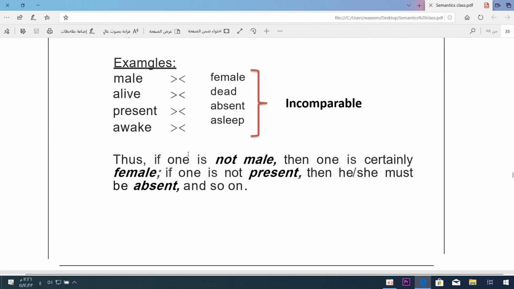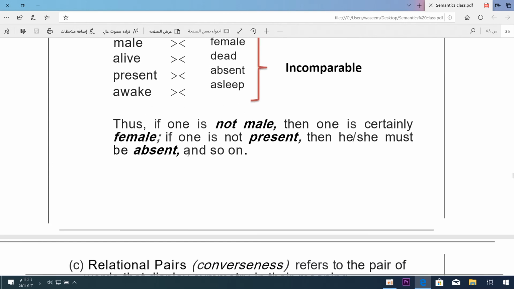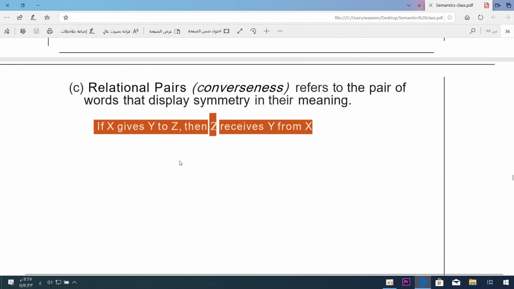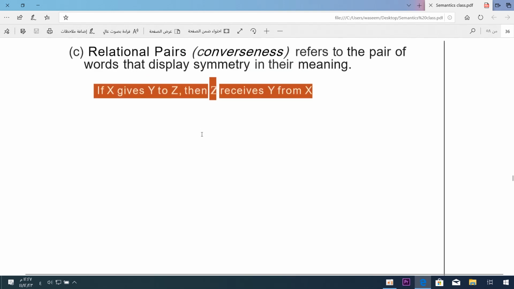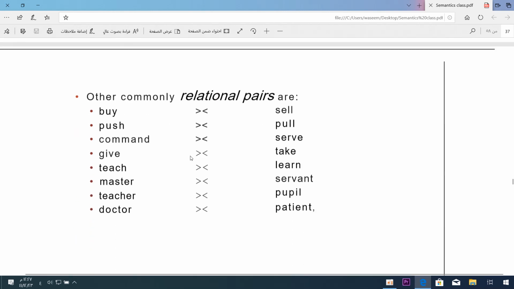Relational pairs, converseness, refer to pairs of words that display symmetry in their meaning. If X gives Y to Z, then Z receives Y from X. I would say, I bought a car from Ahmed, Ahmed sold me this car, and so on. Other common relational pairs are buy, sell, push, pull, command, serve, give, take, teach, learn, wife and husband, teacher, student, and so on.